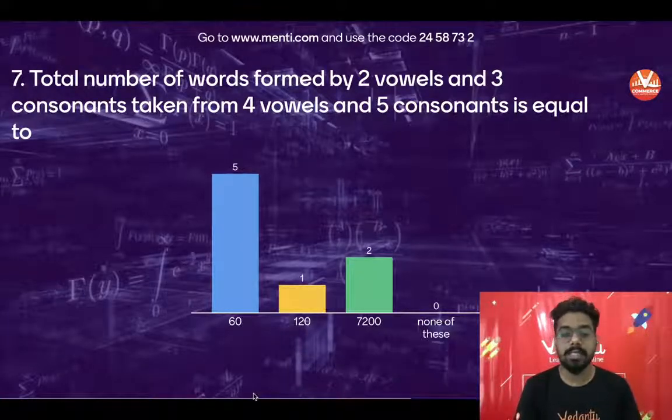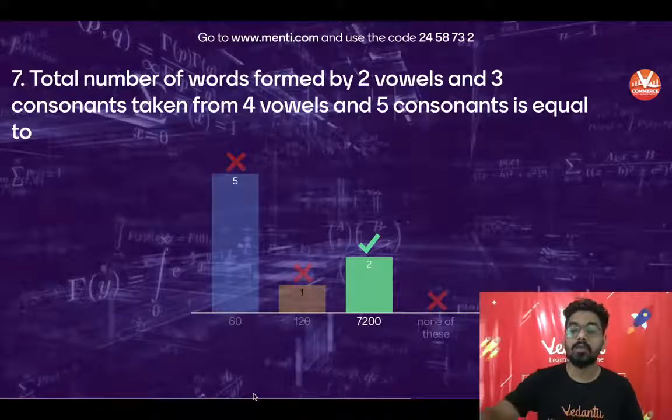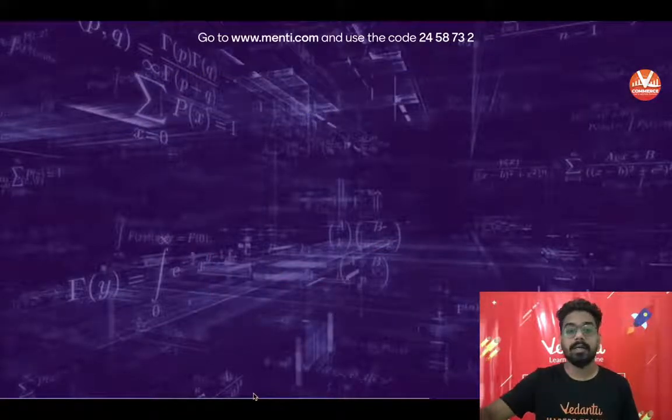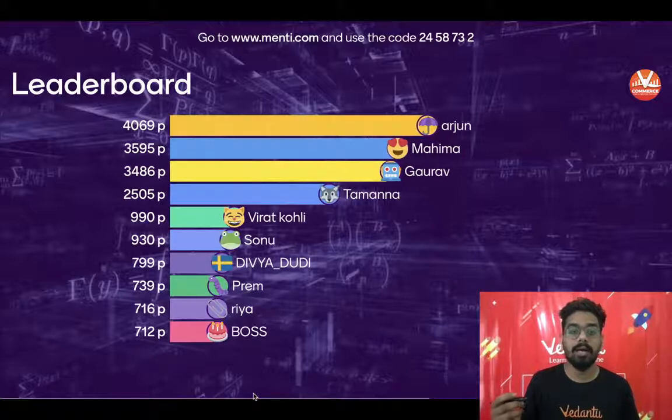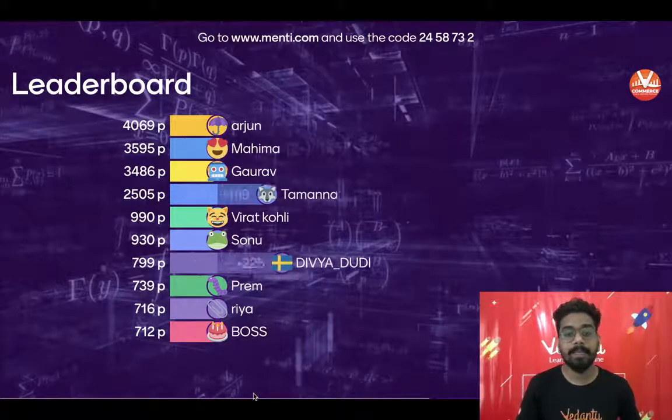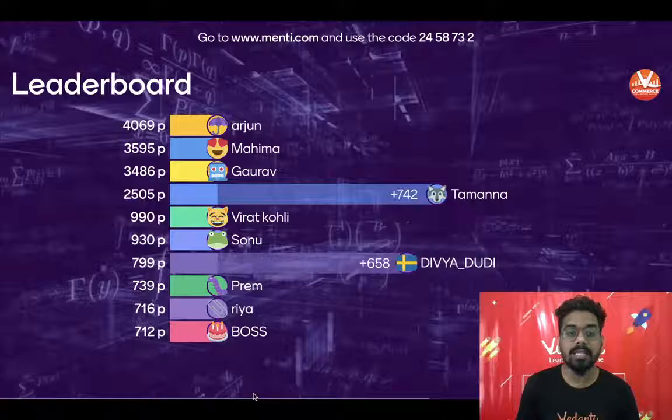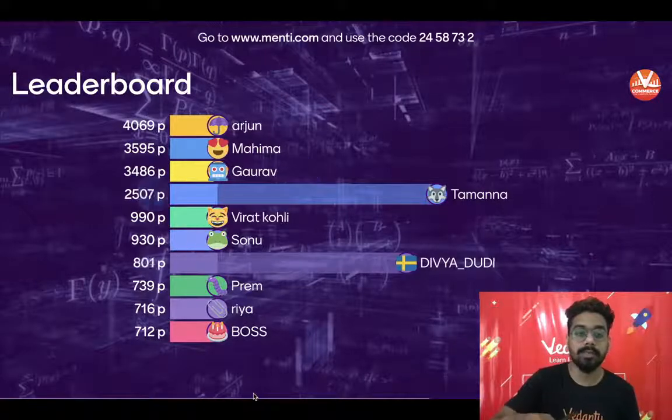So 8 of you have answered and the correct answer is given by just 2 of you. Who are they? Tamanna and Divya have answered correctly for this question.